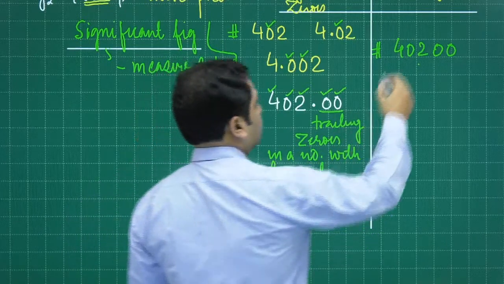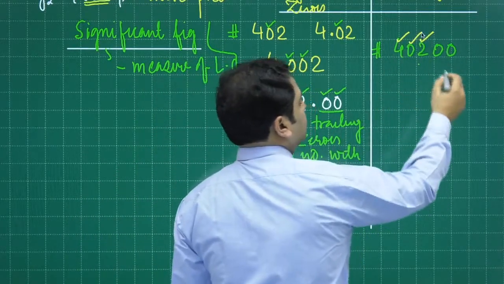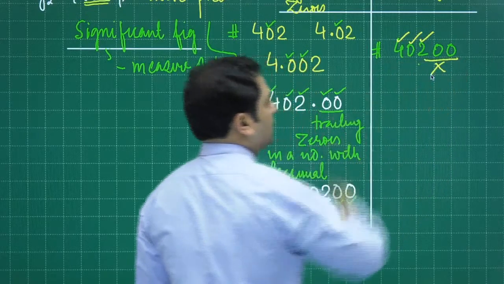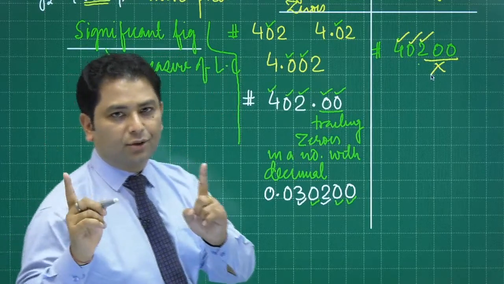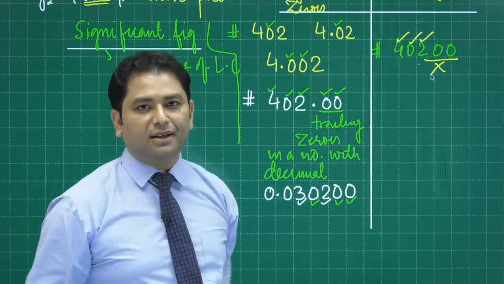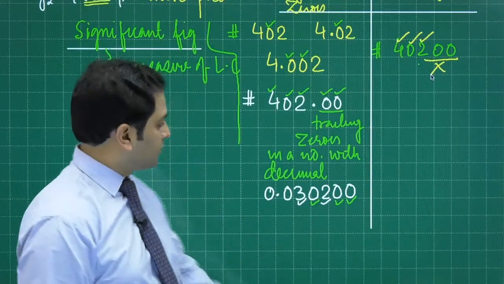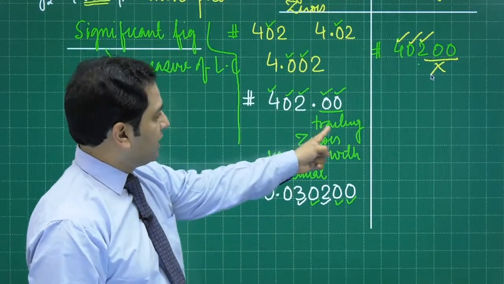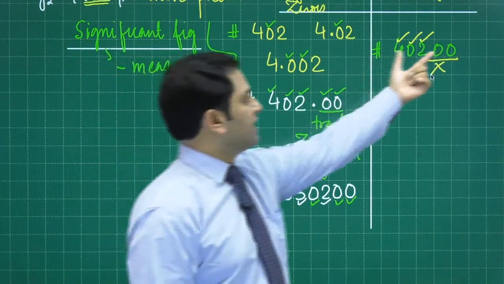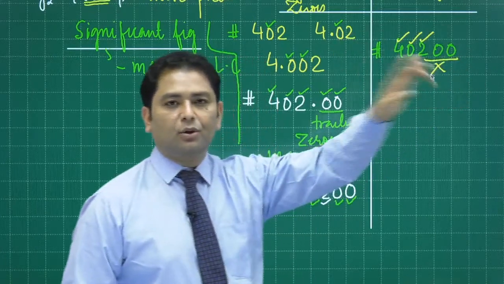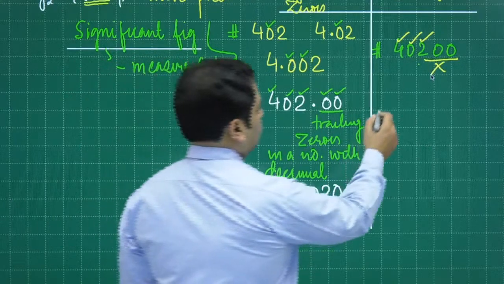Non-zero, non-zero, significant. Sandwiched, significant. The trailing zeros won't be significant. That means if there are trailing zeros but the number doesn't have a decimal, that 0 will not be counted as significant. So just have a look: the trailing zeros with a decimal will be significant, the trailing zeros without a decimal won't be significant. And there is another case as well, and this is the case.